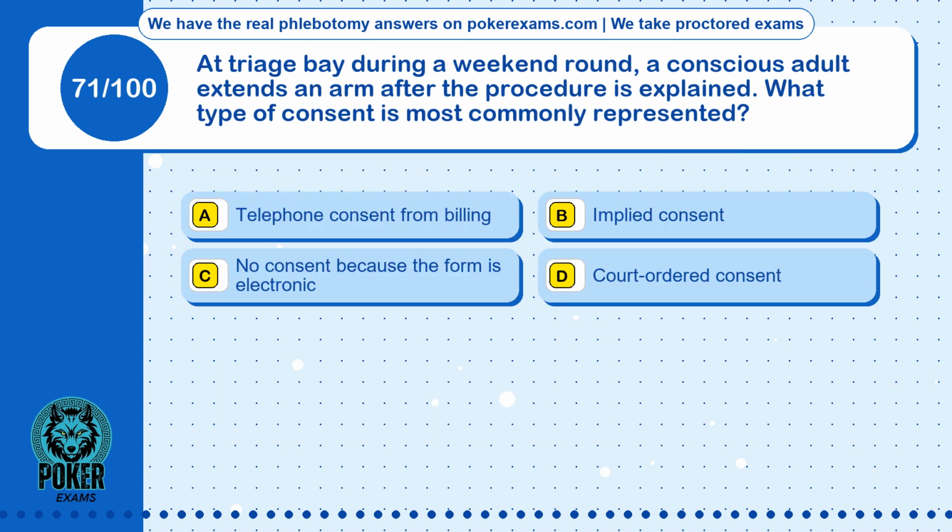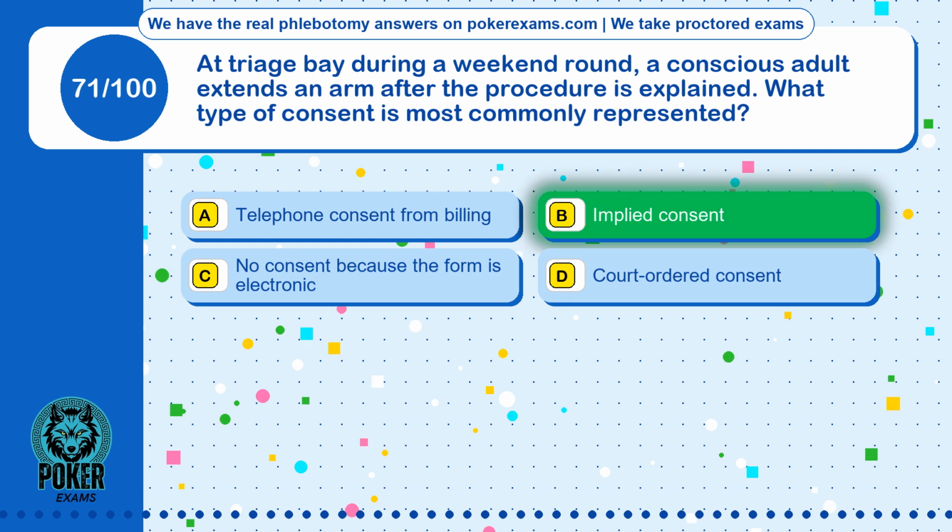Question 71. At triage bay during a weekend round, a conscious adult extends an arm after the procedure is explained. What type of consent is most commonly represented? Option A, telephone consent from billing. Option B, implied consent. Option C, no consent because the form is electronic. Option D, court-ordered consent. The correct answer is option B, implied consent.